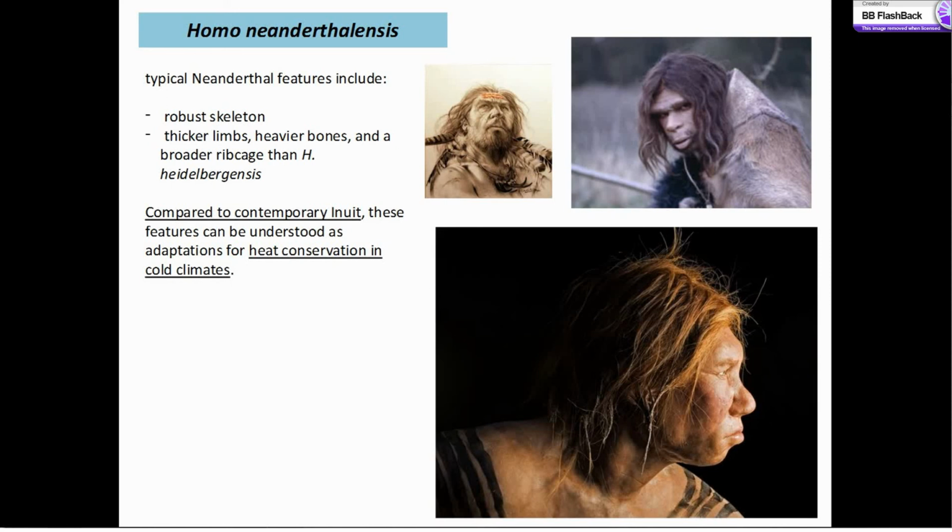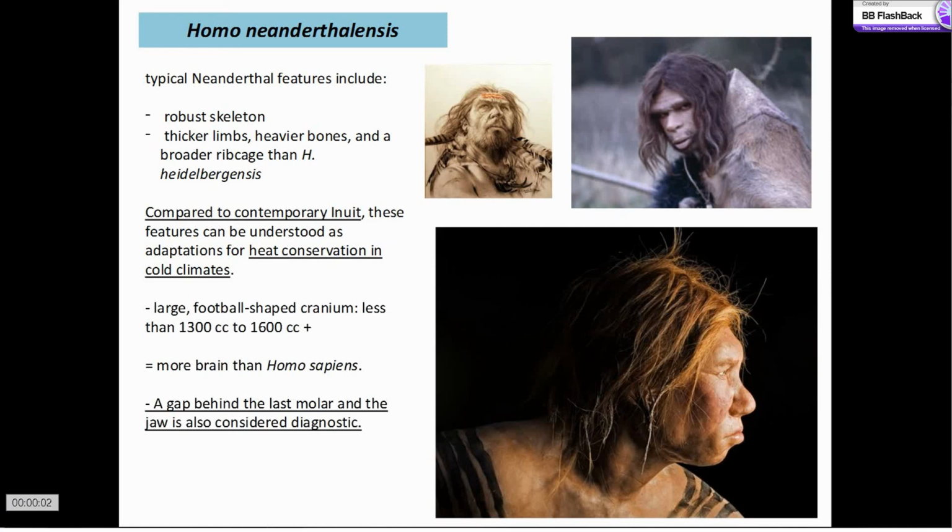And we can understand these traits as adaptations for cold weather because we see similar adaptations in Homo sapiens who have adapted for cold weather, like the Inuit, Native Americans who live above the Arctic Circle. They tend to be robust with thick limbs, heavier bones, and broader rib cages. Broader rib cages keep all the body heat there in the center of the body. Thick limbs, again, ensure that there's less surface area to mass. That means you would lose less body heat through your skin.